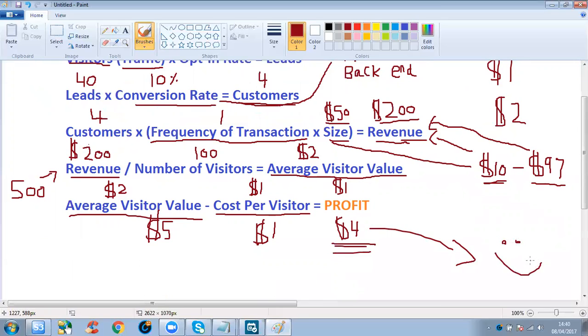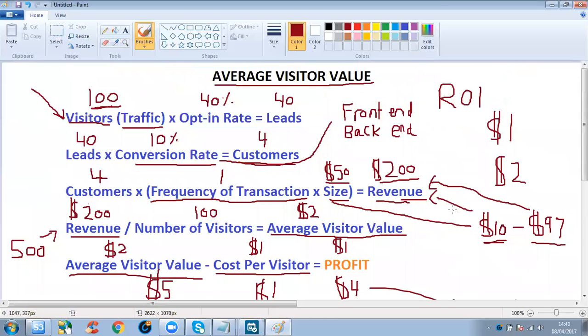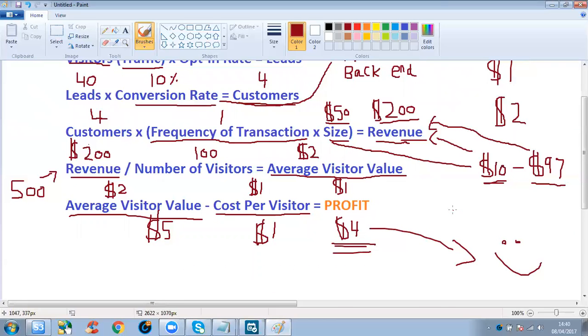So I know this was quite an advanced internet marketing training. I hope you got some good value out of it. If you don't really understand, then don't worry. This is more for the advanced people when it comes to online marketing. But if you do understand, that's great.